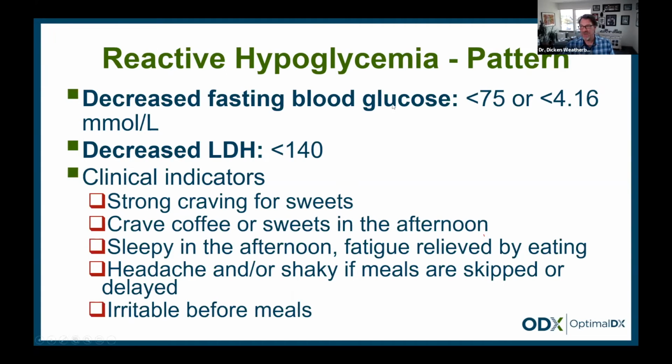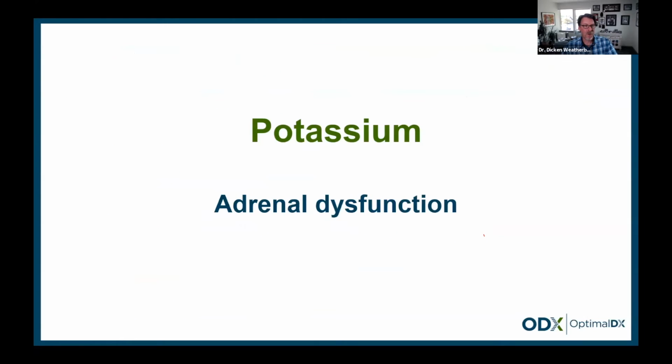So suspect this if you're seeing the fasting glucose below 75, decreased LDH below 140. And then these clinical indicators: strong craving for sweets, craving coffee or sweets in the afternoon, sleepy in the afternoon, fatigue relieved by eating, headache and/or shaky if meals are skipped or delayed, irritable before meals. These are all the subjective indicators for glucose issues.